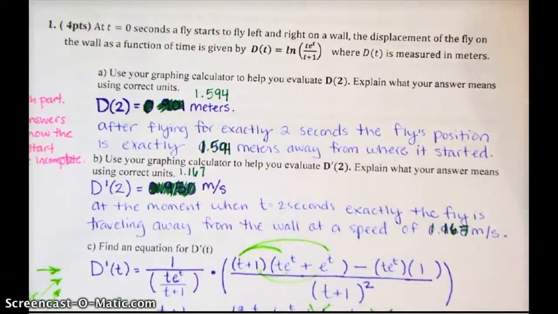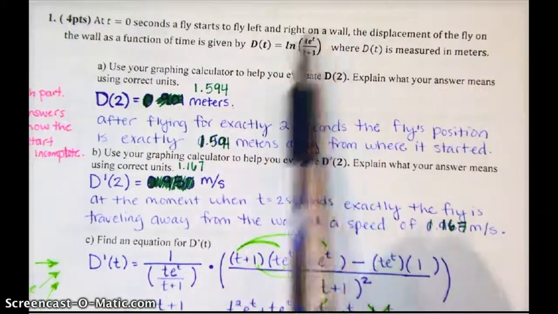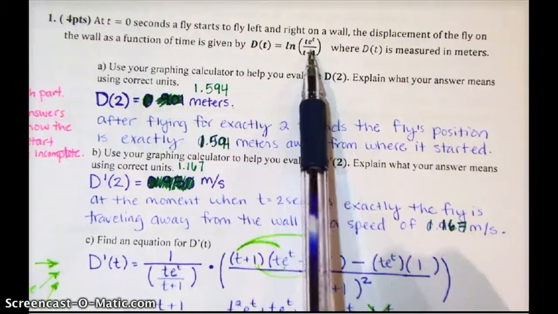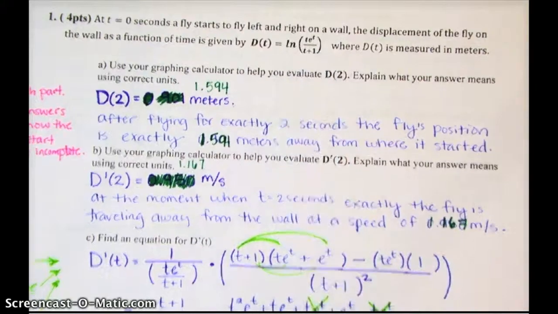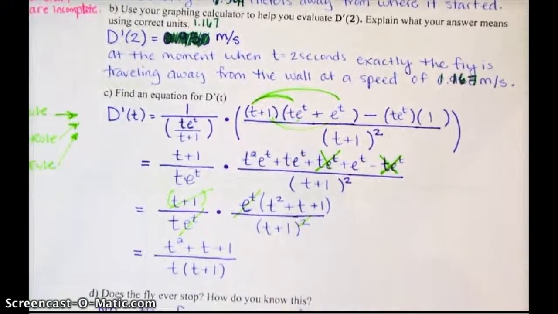Next, it asked you to do the algebra, find an equation. This was a chain rule. Obviously, ln is the outside function, and inside the chain rule was a quotient rule. And inside the quotient rule was a product rule. How terrible and how wonderful. And it's actually surprisingly not as much work as you might think.